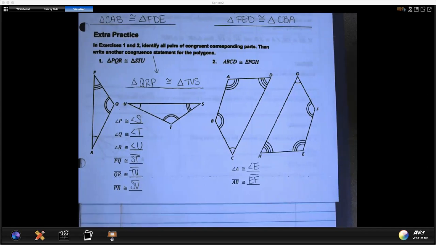Give a second for anyone still writing anything. You can turn your page if you're ready. All right, I'm going to be grabbing a couple highlighters. If you want to grab some, you can do so.